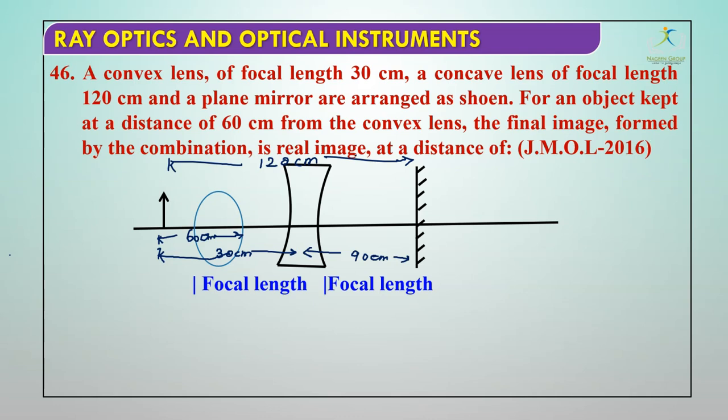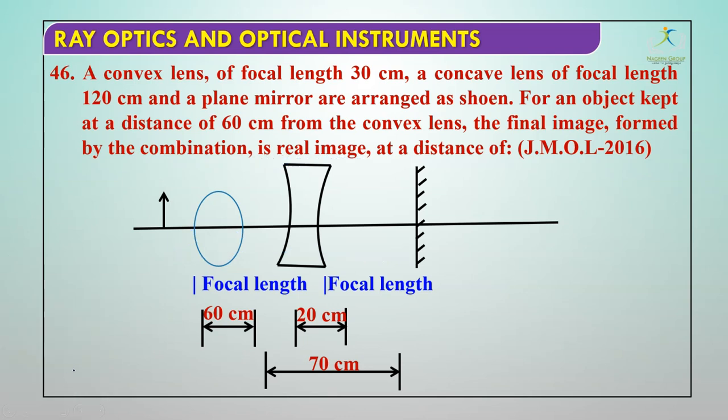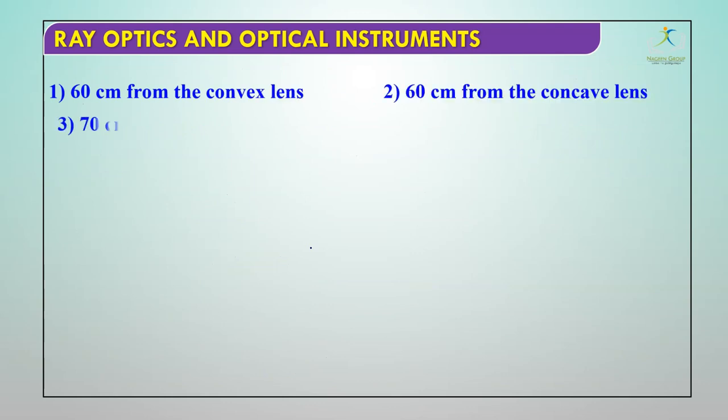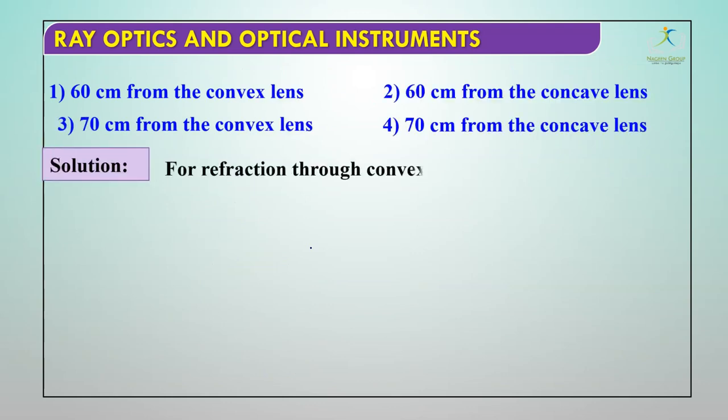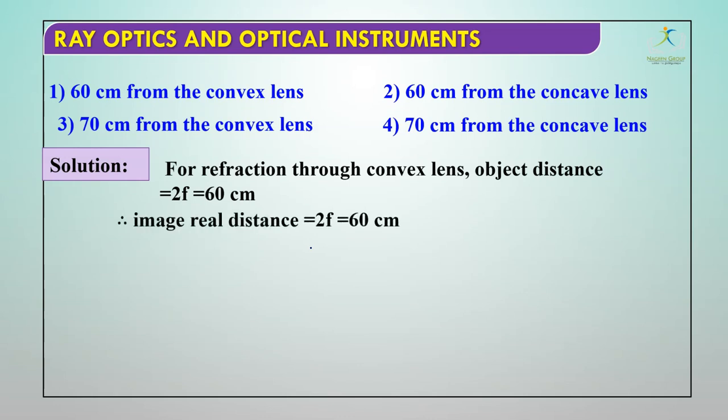Final image from the combination is a real image. So this will be 60. From this point to this point, the value will be 60. This will be 20. And this complete will be given 70. So here the options are: for refraction through a convex lens, object distance is 2f equal to 60 cm. The image is at a real distance, so f is equal to 30.